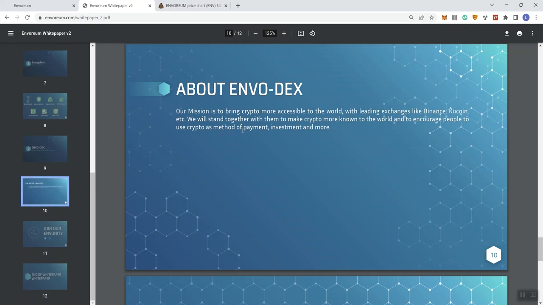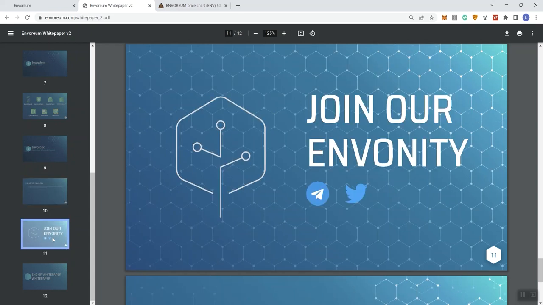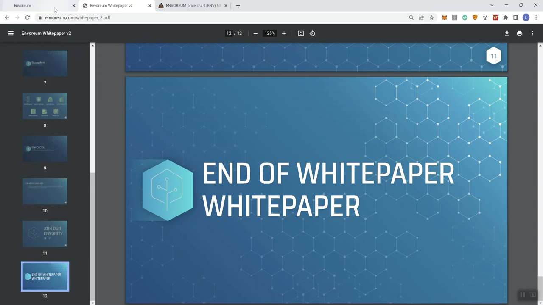So the mission is to make crypto more accessible to the world with leading exchanges like Binance, KuCoin, etc. They're going to stand together with them to make crypto more known to the world and to encourage people to use crypto as a method of payment, investment, and more. So join the community, okay, and then this is basically the end, which they don't really need.